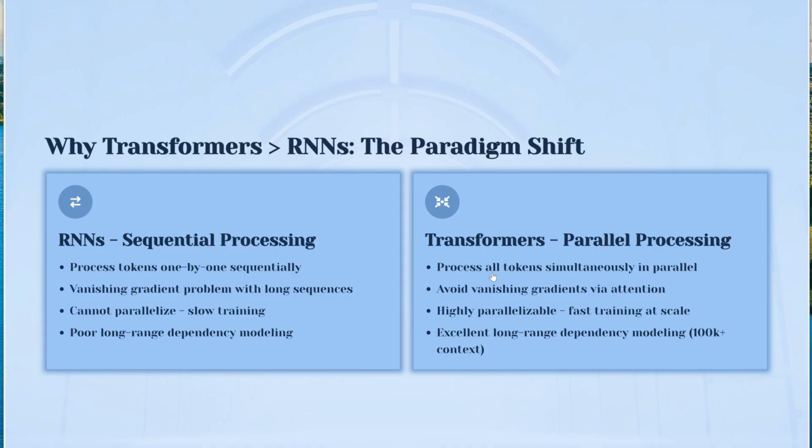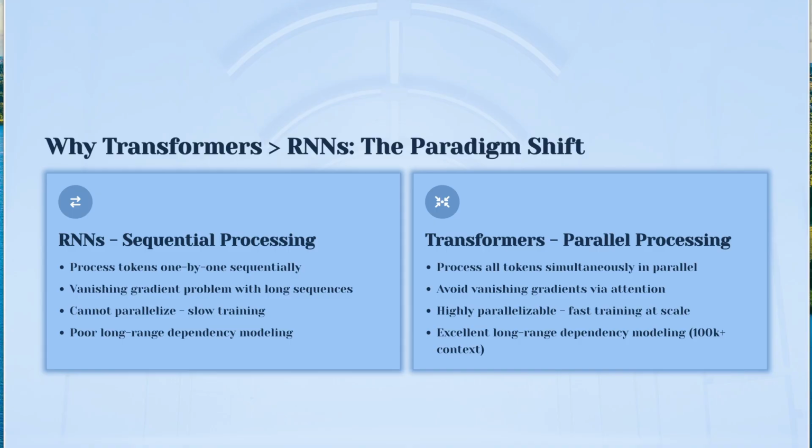Now let's go on to transformers. Transformers process all the tokens simultaneously, in parallel. There is no step-by-step recurrence. Instead, every token can directly interact with every other token via what we call the attention mechanism, which we are going to discuss in the next slide. This design completely avoids the traditional vanishing gradient issues seen in deep recurrent networks.